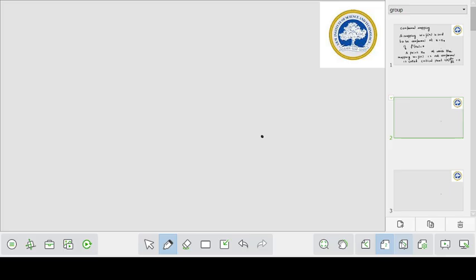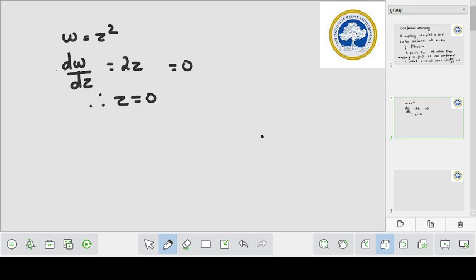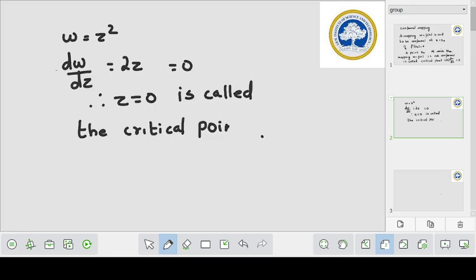Next we can see one example of how to find the critical point for the curve w equal to z squared. What are the critical points? First we differentiate with respect to z. When you differentiate with respect to z, dw by dz is 2z. When you equate it to 0, z equal to 0. So z equal to 0 is the critical point. This is how you find the critical point for a given curve.